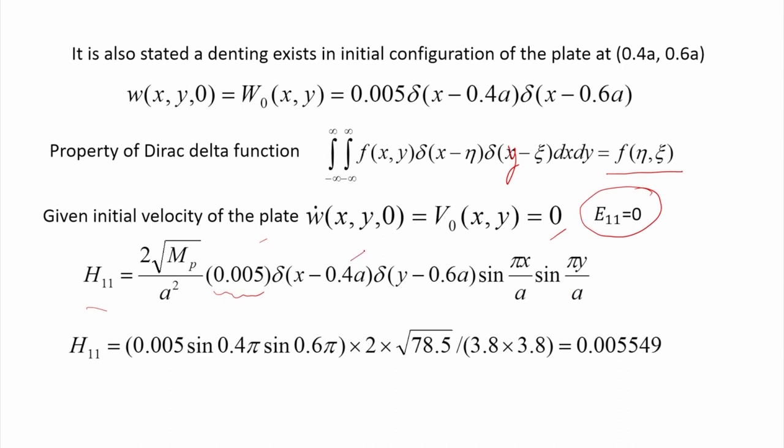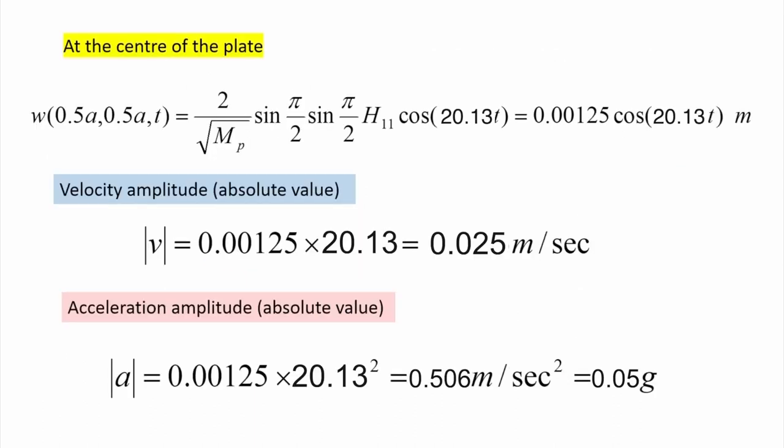Since x is equal to 0.4a and y is equal to 0.6a, only this initial condition is significant. So we are putting 0.005 sin 0.4 pi sin 0.6 pi into 2, and root of mp, that is the mass of the plate, divided by a square, 3.8 square. So the constant is coming as 0.005549. At the center of the plate, w is at x equal to 0.5a, and because it is a square plate, y is also 0.5a, and at any time instant t, we now write this equation.